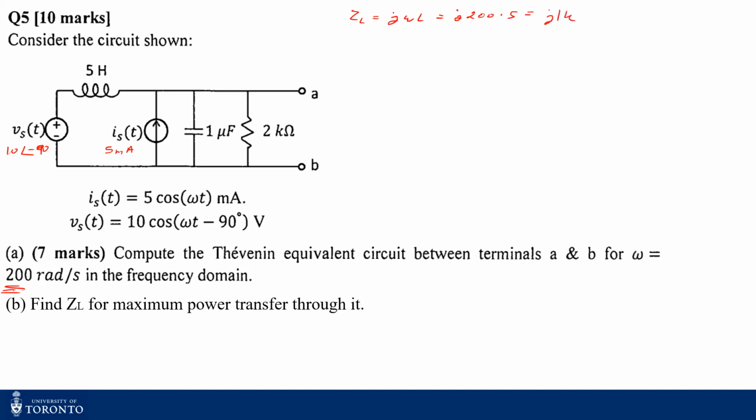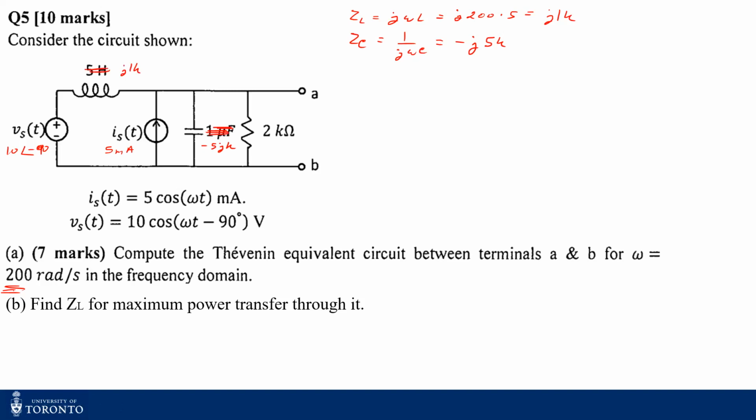so that's 1k. What's my ZC? The reactance of the capacitor is 1 by j omega C. So that's like minus j. Once you plug in all the values, you'll find it's minus j5k. So I can write this one as minus j5k, and this one as j1k. I can just ignore this 5 henry and this 1 microfarad.